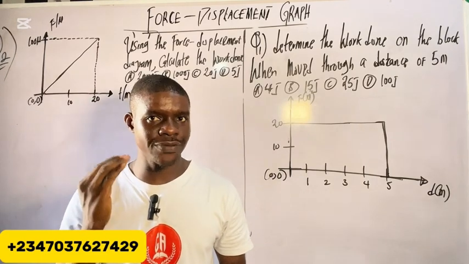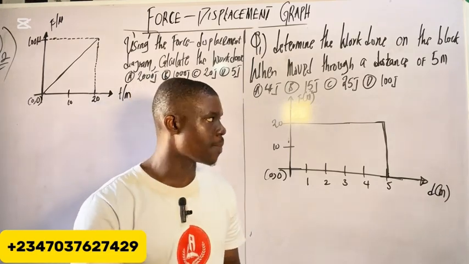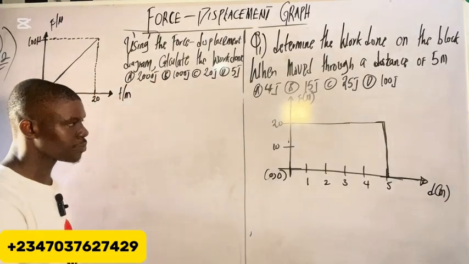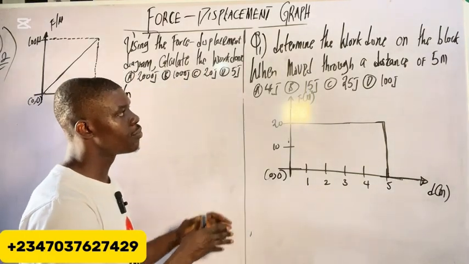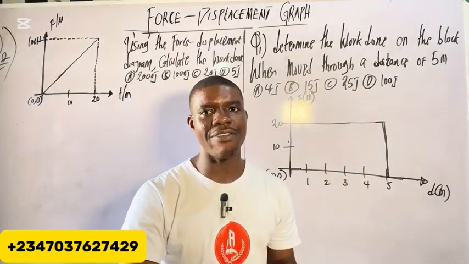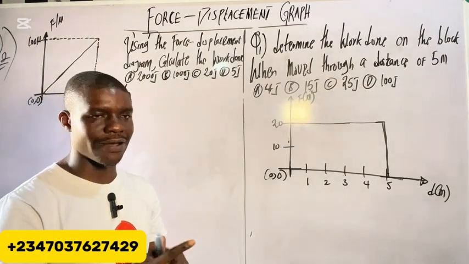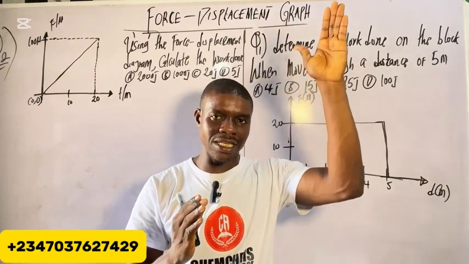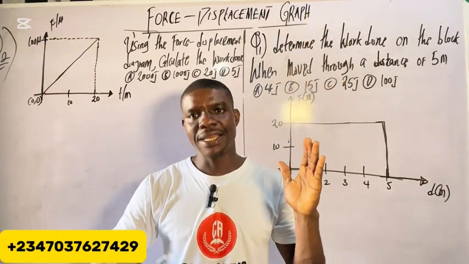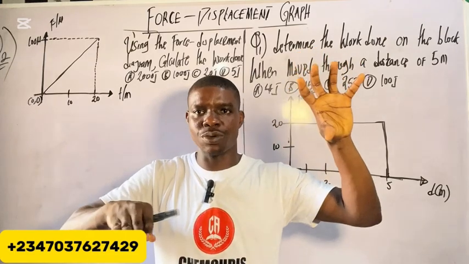Make sure you watch this video today, because by the end of this video, you should be able to master these things very well. So let's look at the first one. They say determine the work done on the block when moved a distance of 5 meters. Now we talk about the force displacement graph. That is the graph between y and x. The y-axis is force. The x-axis is the distance.